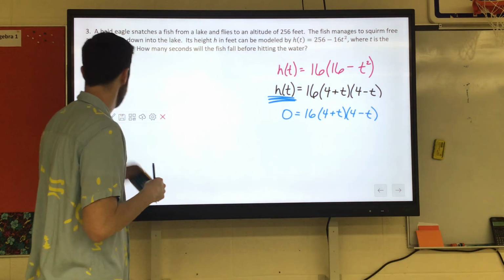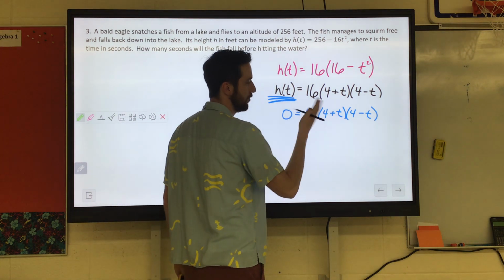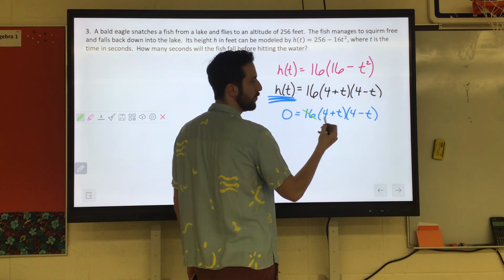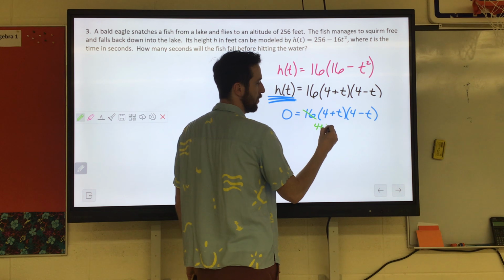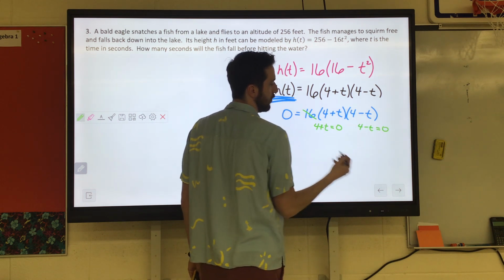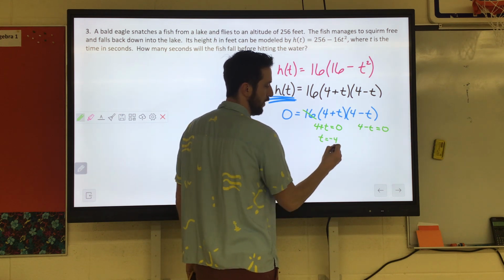Great. Now, you could divide by the 16, but it wouldn't make a difference. 0 divided by 16 is 0, so you could almost ignore the 16 on the outside. But here, if we're solving for t, 4 plus t equals 0, and 4 minus t equals 0. Here, if you subtract the 4, you get t equals negative 4.